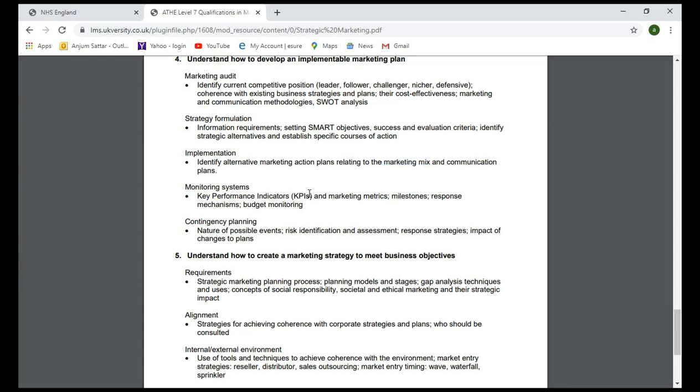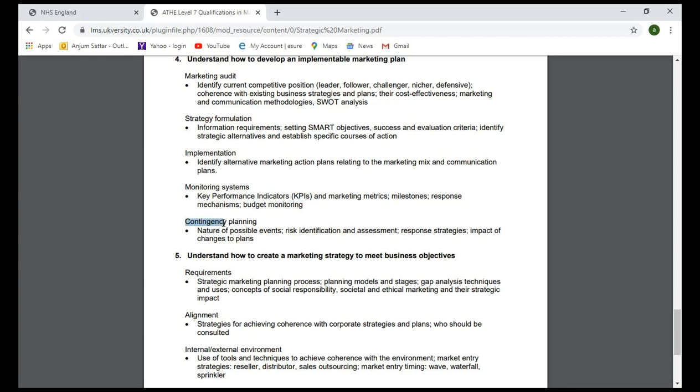KPI is a key performance indicator. In each marketing plan, we need to look at how you measure the performance. For every pound you spend on advertising, you need to think about what you gain out of it, what effect it has on your sales. So you need to look at the budget, and you need to monitor it as well.